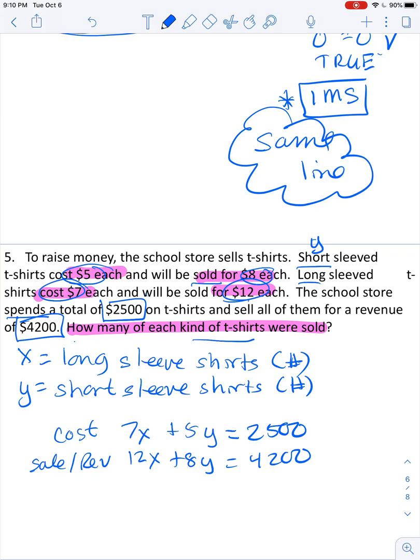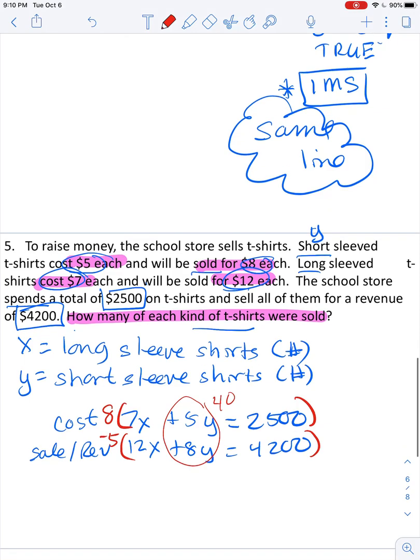I'm certainly not going to graph them, and I don't really want to do substitution. So I'm going to go ahead and use elimination, but I'm going to partner these up. It just feels easier to turn these both into 40. But they're both positive right now. So I'm going to do that by multiplying the top by 8 and the bottom by a -5.